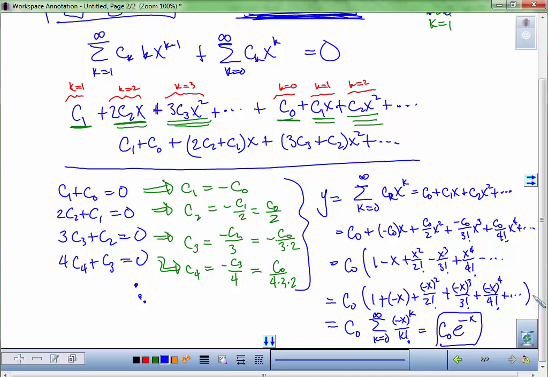Okay, so I think we're going to do one more. And we're going to extend ourselves to a second order differential equation. Maybe we should even throw a right-hand side to it.